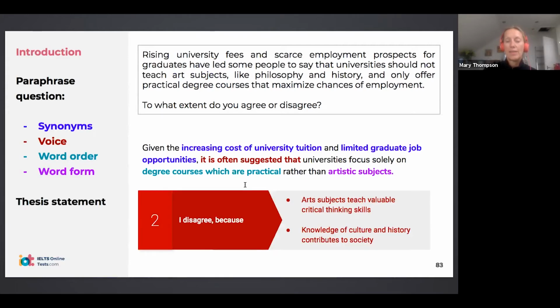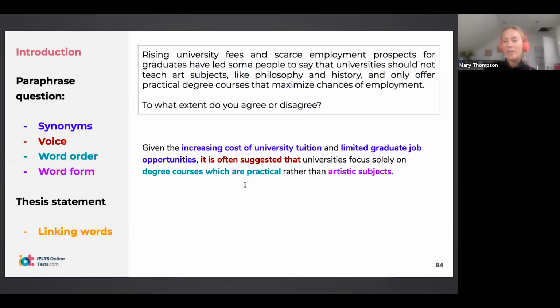Okay, so I'll just read that out again. So given the increased cost of university tuition and limited graduate job opportunities, it is often suggested that universities focus solely on degree courses which are practical rather than artistic subjects. Okay, so then going back to our opinion. So our opinion was that we disagree. Okay, I disagree because, first reason, art subjects teach valuable critical thinking skills, and the second reason, knowledge of culture and history contributes to society.